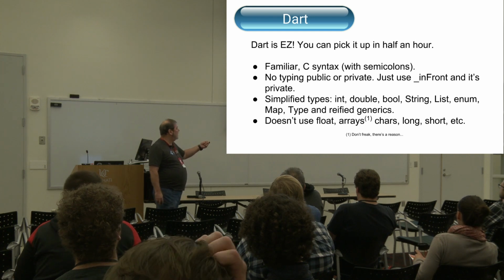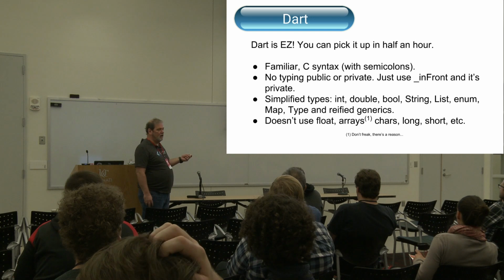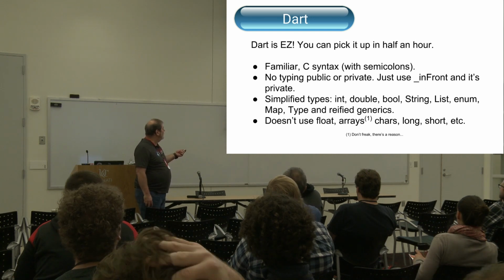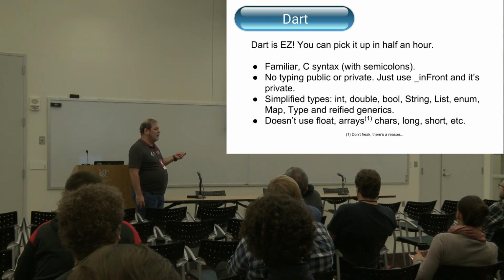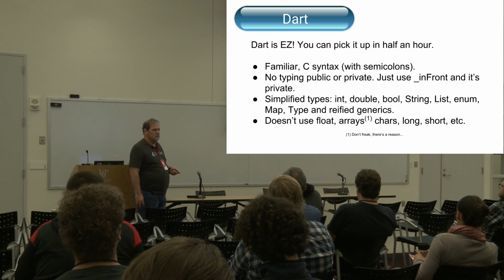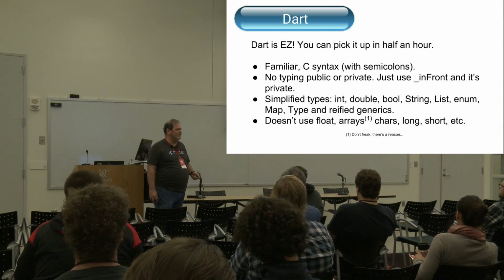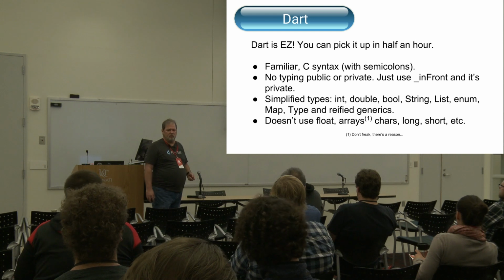C syntax, sorry Kotlin folks, we have to go back to semicolons. I know, I cried. There's no public or private. If you say nothing, it's public. If you put an underscore in front, it's private. It's that simple. It takes a couple of hours to get used to that and read it at full speed without overlooking it.